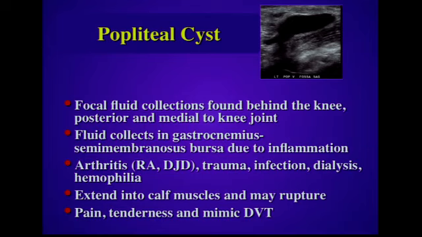dialysis, or hemophilia. And although the typical popliteal cyst is a localized collection of fluid, it can extend into the calf muscles and may rupture. This will produce underlying extremity pain, tenderness, and clinically can mimic deep vein thrombosis.